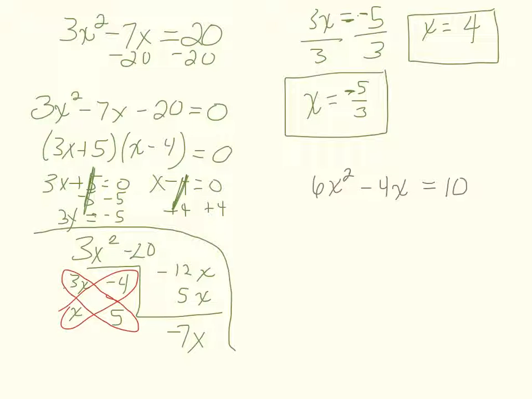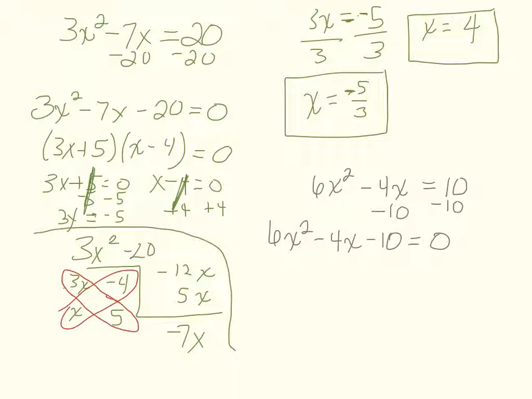All right, so the first thing I need to do is ensure that one side is equal to 0. So one side's not 0 now, so I'm going to subtract 10 from both sides. That way I'm going to get 6x squared minus 4x minus 10 equals 0. Now I've got to solve. I've been solving all along, but the next step is to factor the non-zero side.